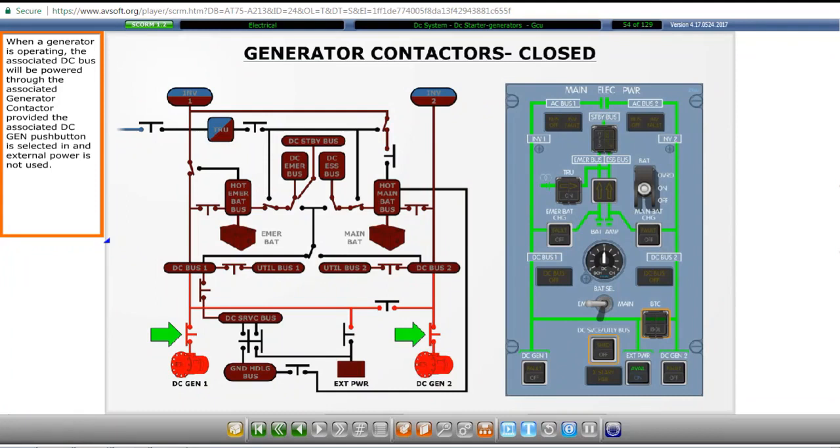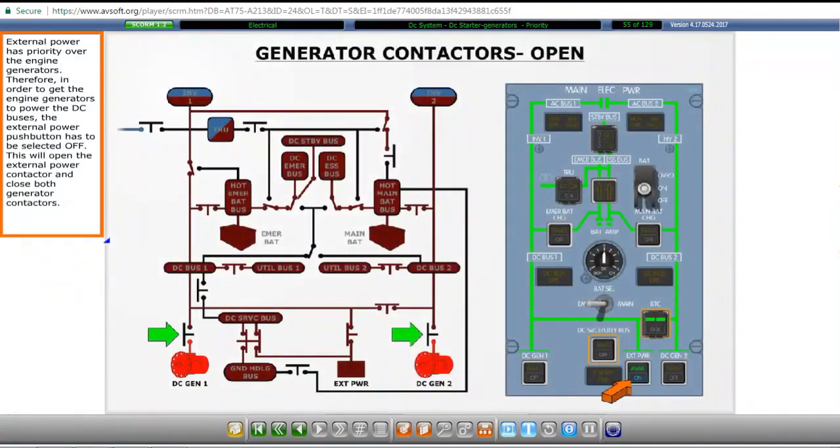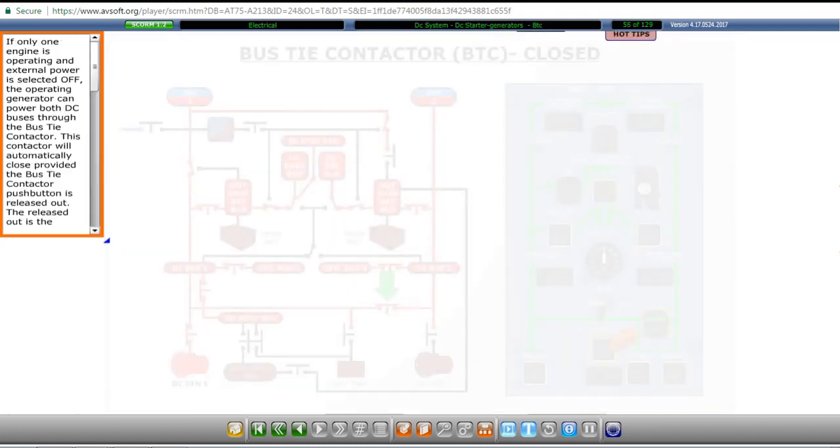When a generator is operating, the associated DC bus will be powered through the associated generator contactor, provided the associated DC generator push button is selected in and external power is not used. External power has priority over the engine generators. Therefore, in order to get the engine generators to power the DC buses, the external power push button has to be selected off. This will open the external power contactor and close both generator contactors.